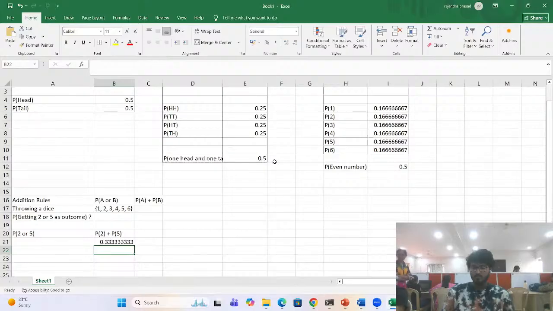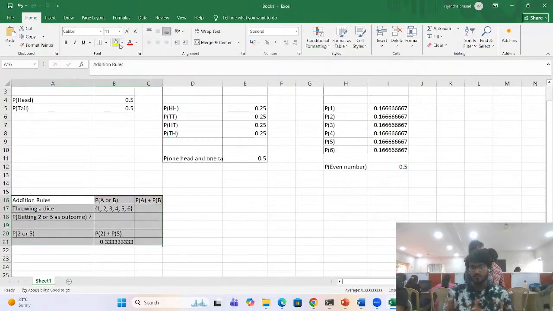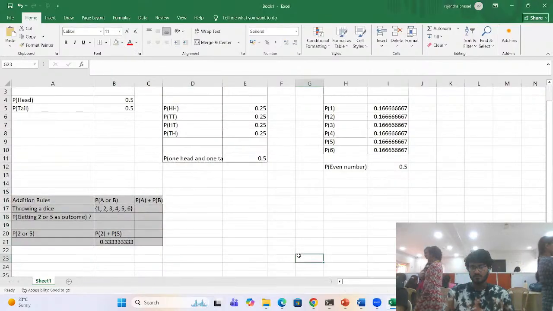Same way you can go by calculating 4 or 5, or 4 or 5 or 6. Probability of A plus probability of B plus probability of C. Like that you can extend the formula. You get my point? This is what the addition rule of probability is talking about. Is this clear? Okay, now let's go to this.